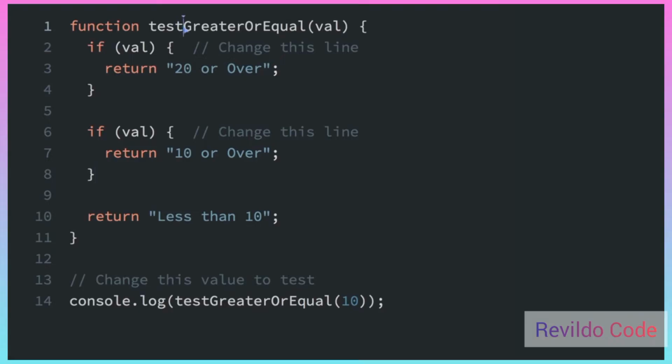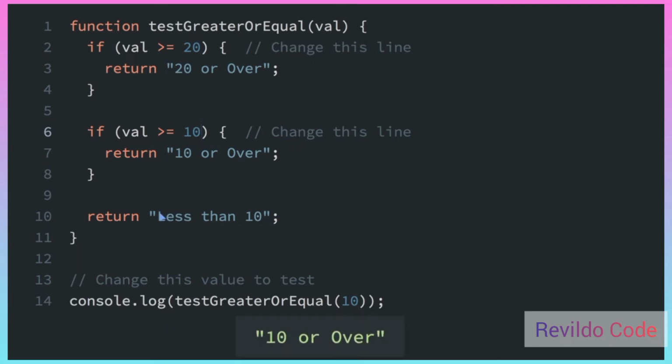We can also use the greater than or equal to operator. So we'll finish this function by using greater than or equal to. That's just a greater than sign and an equal sign. And we'll put 20 down here, just greater than or equal to 10. If I run that, we should see "10 or over" because we're passing in 10 and it's greater than or equal to 10.